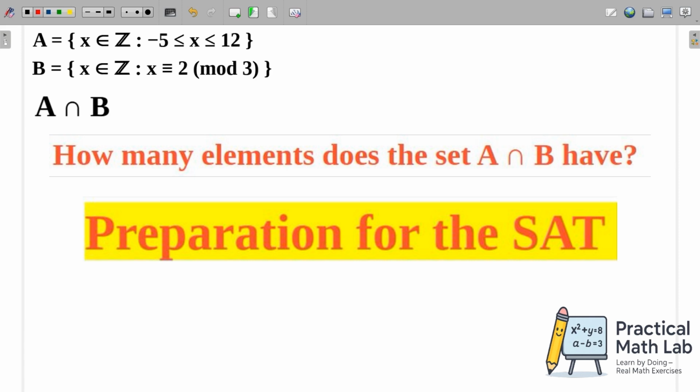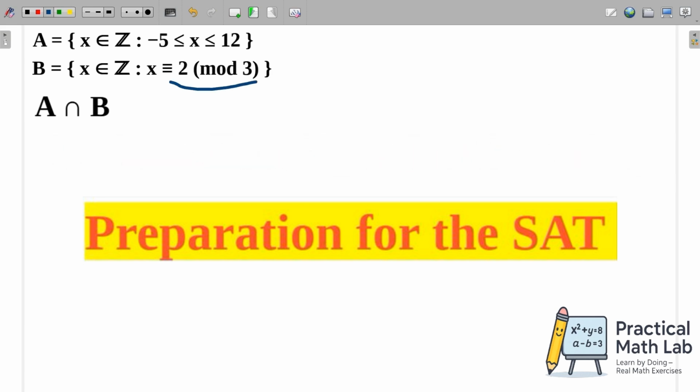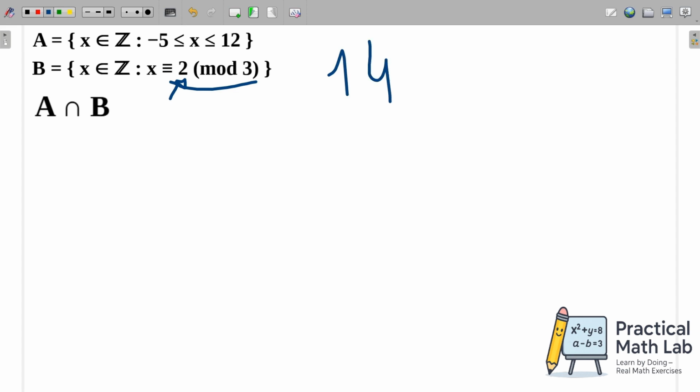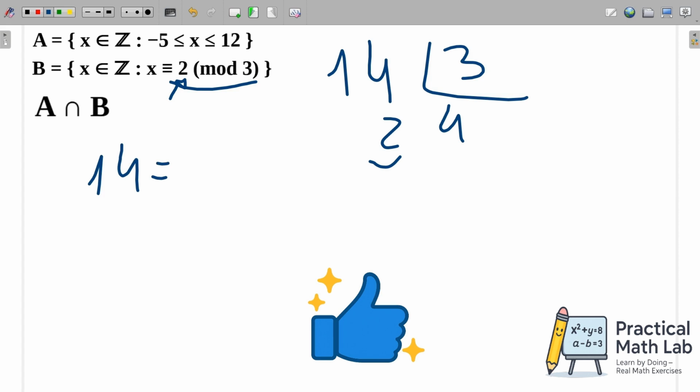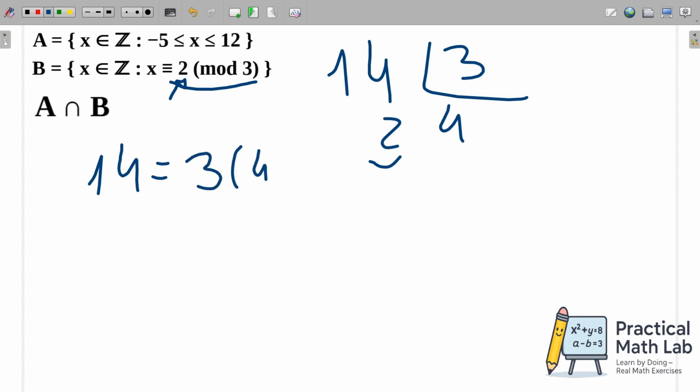What does it mean for one number to be congruent to another? It means the set of all integers that, when divided by 3, leave a remainder of 2. Let's take the number 14 as an example. If we divide 14 by 3, we get 4 with a remainder of 2. So, this is the same as saying that 14 equals 3 times 4 plus 2, right? 3 times 4 is 12, plus 2 is 14.